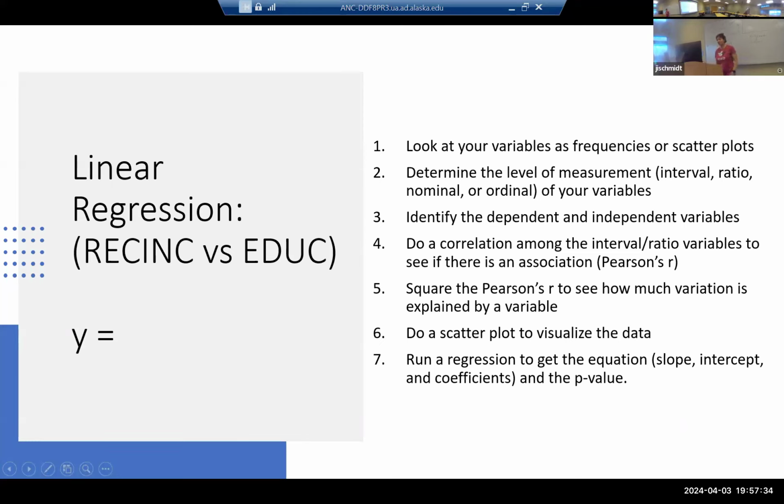Do the correlation, so your Pearson's R. And then I would square that Pearson's R to see how much variability is explained. And then do the scatter plot, and then I'd probably put a line on it, like we did. And then run a regression to get the equation. So those are kind of my steps for doing the regression analysis.